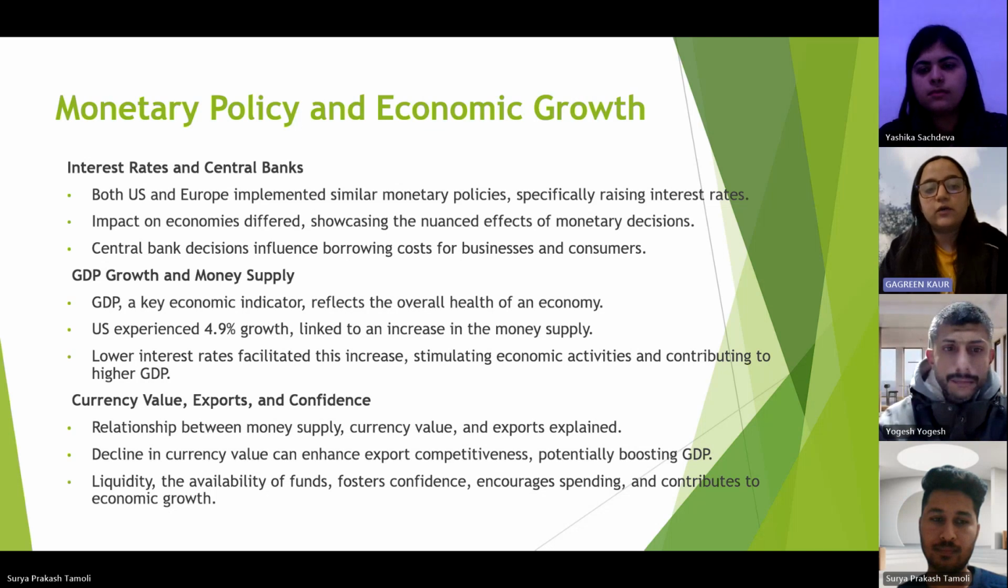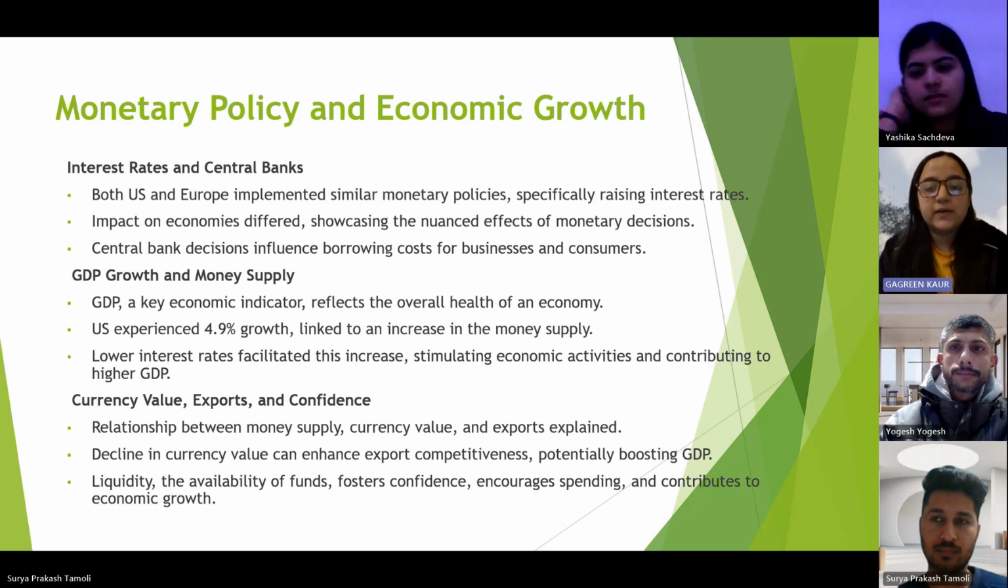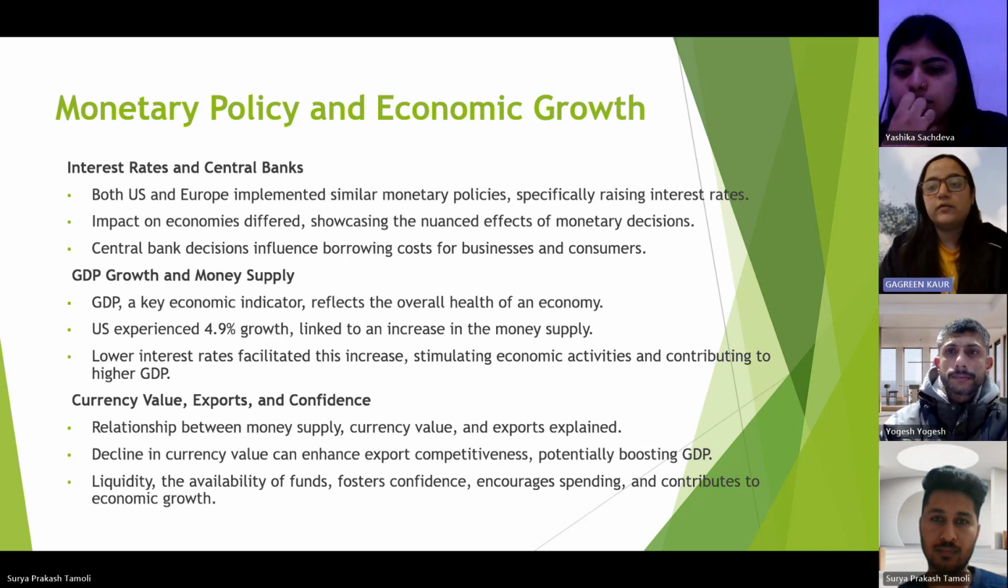Currency value, exports, and confidence. The relationship between money supply, currency value, and exports is explained. A decline in currency value can enhance export competitiveness, potentially boosting GDP. Liquidity, the availability of funds, fosters confidence, encourages spending, and contributes to economic growth.